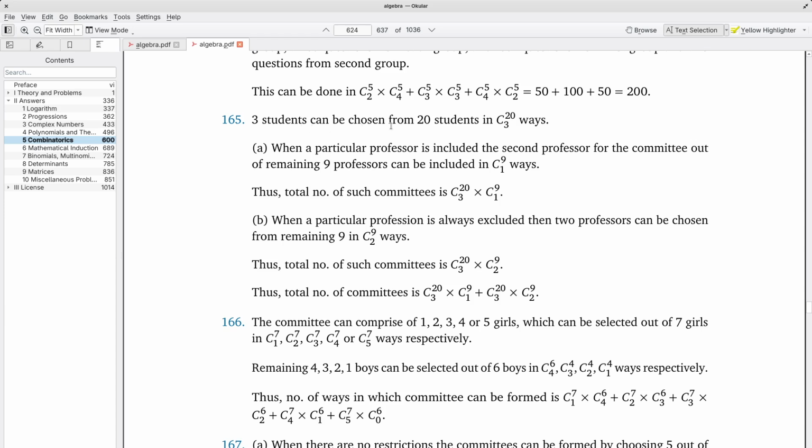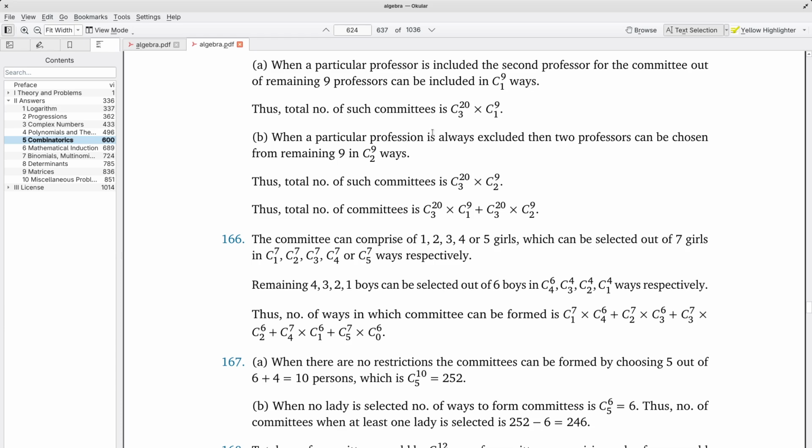So 3 students can be chosen in 20C3 ways. When a particular professor is included, the second professor for the committee can be chosen in 9C1 ways, because when you include one, the number of remaining professors will decrease by 1, so 9C1.